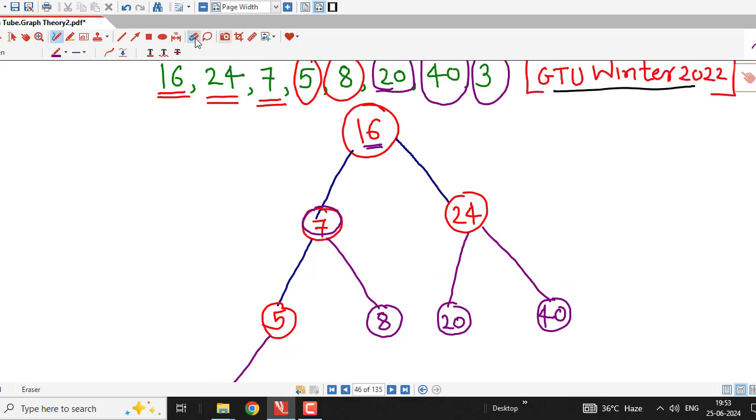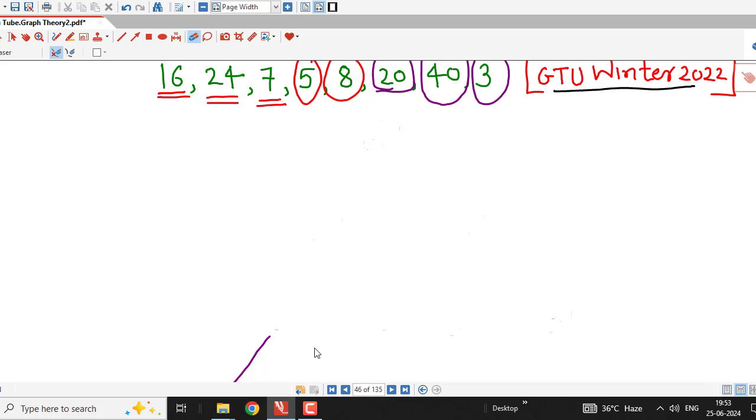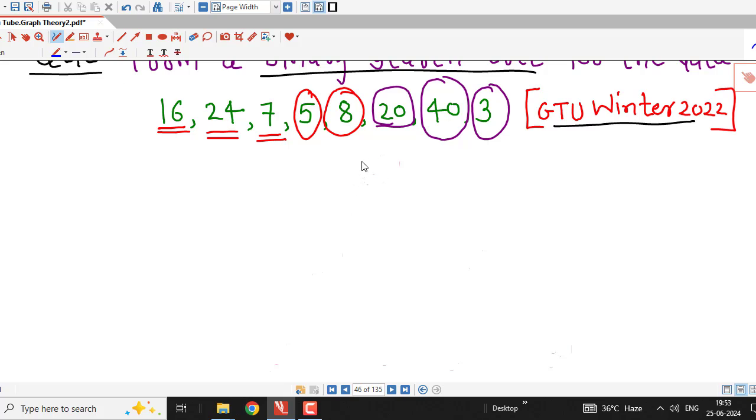Okay, we can repeat again because changing colors has disturbed us. So we can again consider this problem. I am changing one color only now. First we are starting with 16. So 16 is the root of the binary search tree.